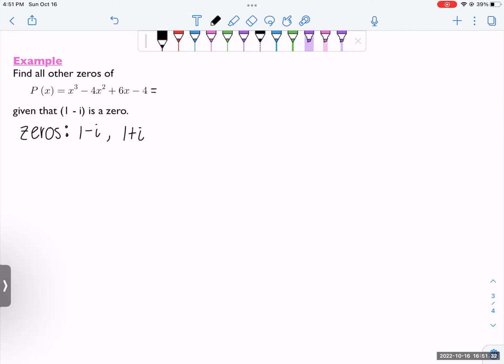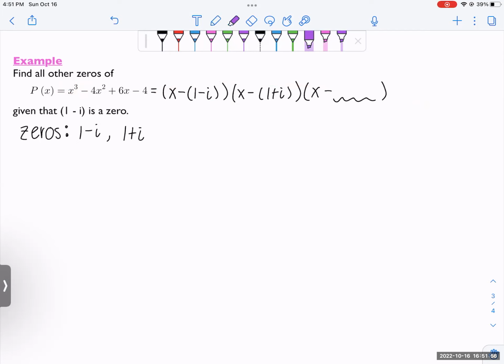So we know that this polynomial at least factors into x minus 1 minus i times x minus 1 plus i. And then there should be one other factor. It's a cubic polynomial, a degree 3, so there should be 3 linear factors. So there's one other factor here, and we really want to figure out what that is.